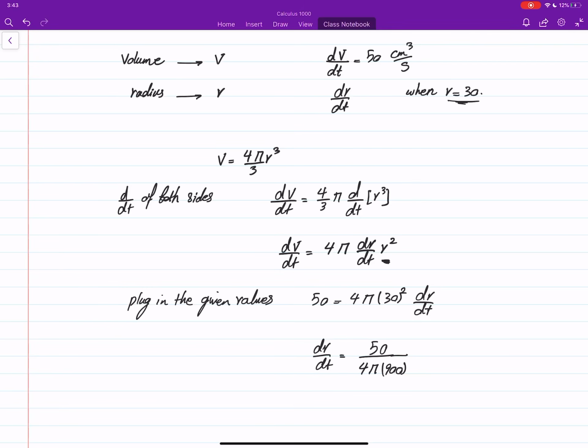And that's enough. This is a good number. You can simplify a little bit. For example, you can write 5 over 360 pi. But that's basically what we have. So the radius increases at this speed, 5 over 360 pi centimeters per second.